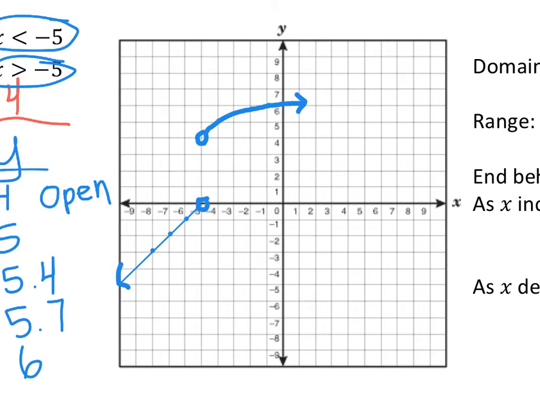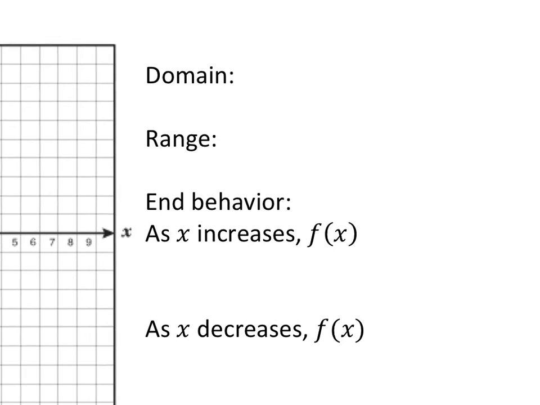So this one's a little bit tricky for our domain. You might be inclined to say it's all real numbers, but I am missing one specific x value. Notice here, I have two open circles at -5. That means x cannot be -5. It can be everything except for -5. So there's two ways we can write this.